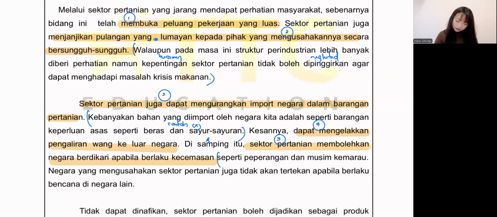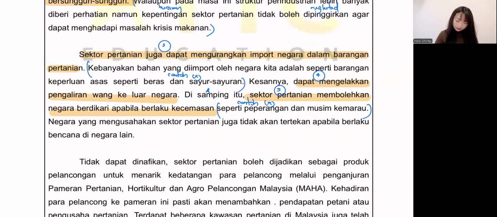Seperti peperangan atau musim kemarau. This is contoh. So during the war time, negara yang mengusahakan sektor pertanian tidak akan tertekan. Tidak akan tertekan, it means like no stress. But this will be huraian.